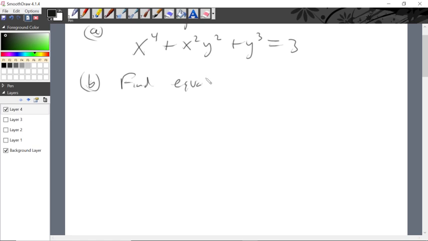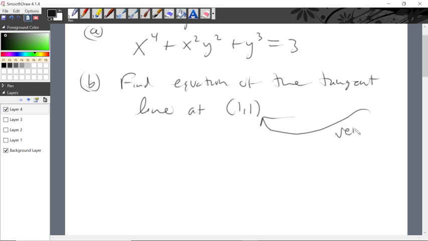And then for part B, find the equation of the tangent line at the point 1, 1. Verify this is on the curve.